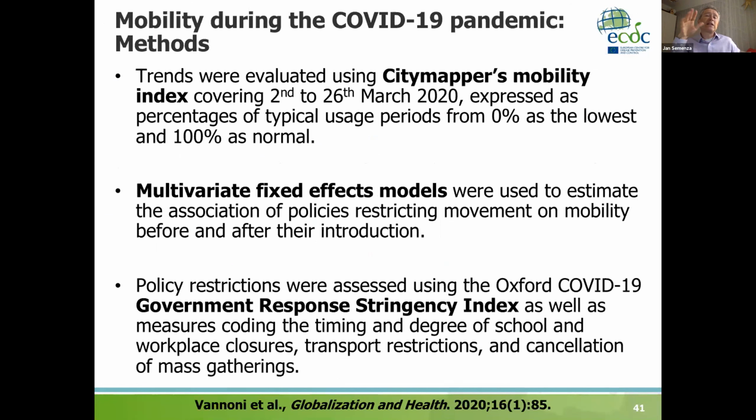And so we used, for this particular example, the Citymapper mobility index. And here we cover the month of March. And we compare that to a baseline in early January till February 2nd. So everything that's over that baseline will be 100%, but it can also be below that baseline. And we conducted a multivariate fixed effect model to look at the contribution of these measures and used the Oxford Government Response Stringency Index.